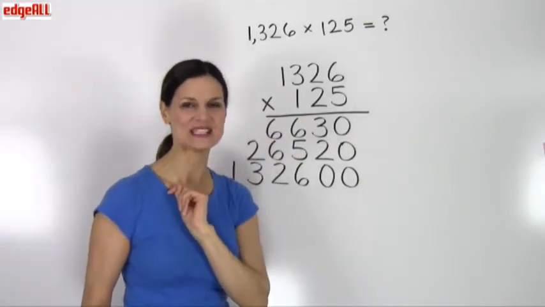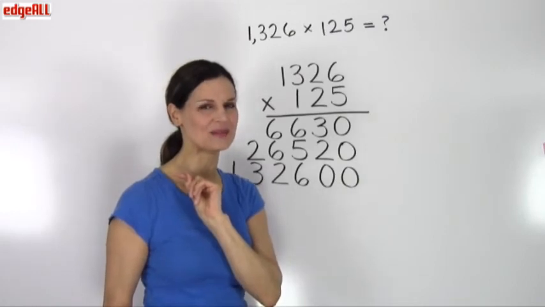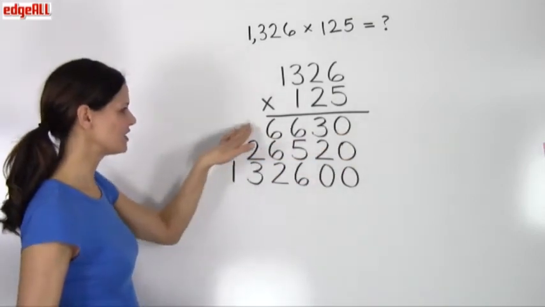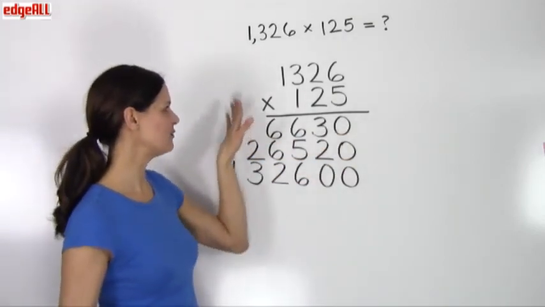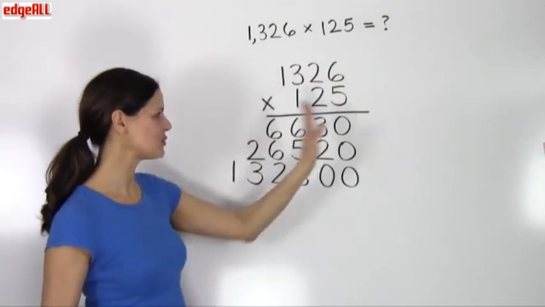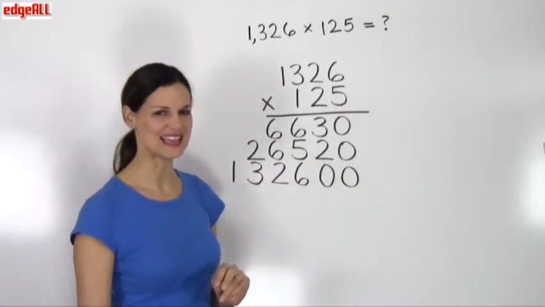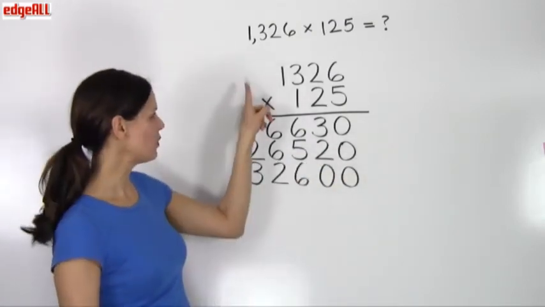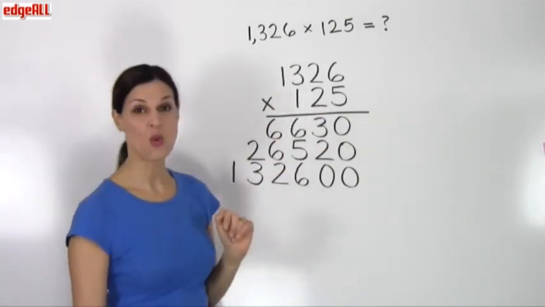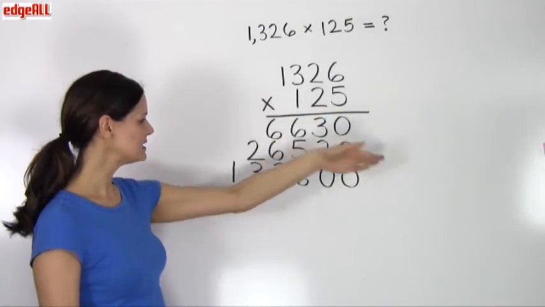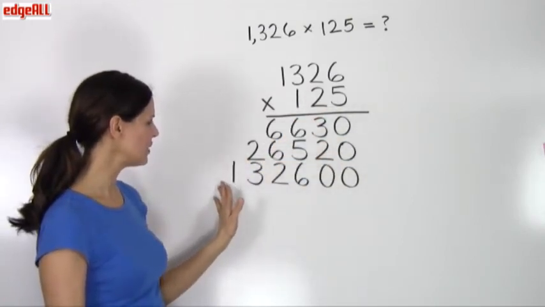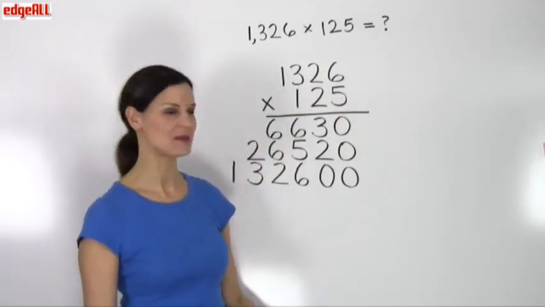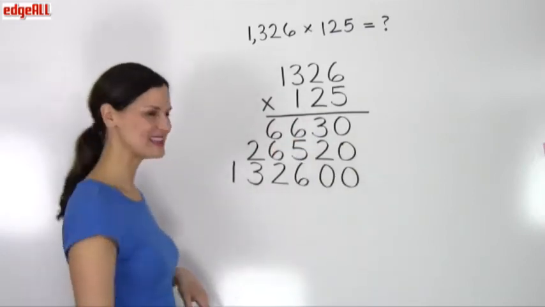I still need to add these three products together. So I'm not totally done with the problem, but I'm finished with all the calculating of the multiplications. On my first row is the product of multiplying 1,326 by the number in my ones place, the 5. In my second row, I have the product of multiplying 1,326 by 20, or by 2, which is the number in my tens place. And in the third row here, I have the product of multiplying 1,326 times 100, or the 1 in my hundreds place.